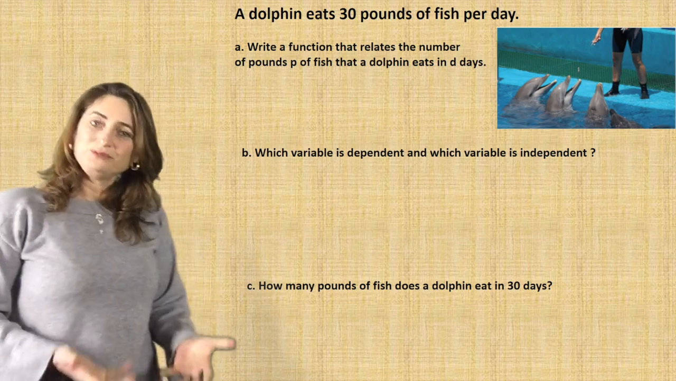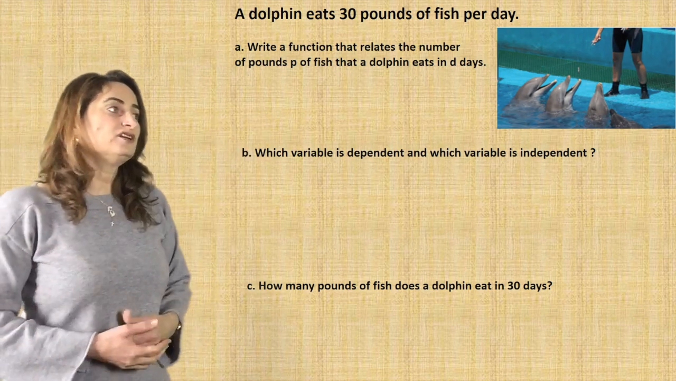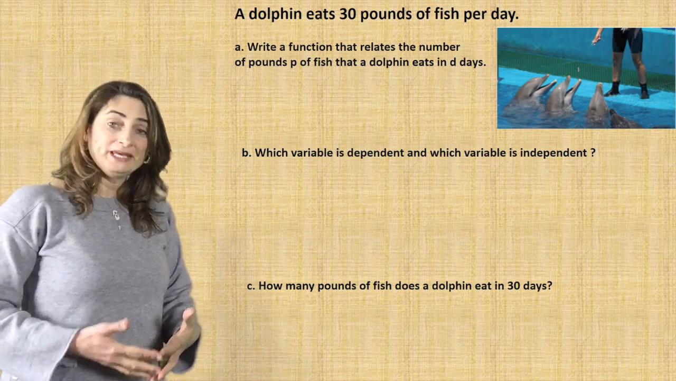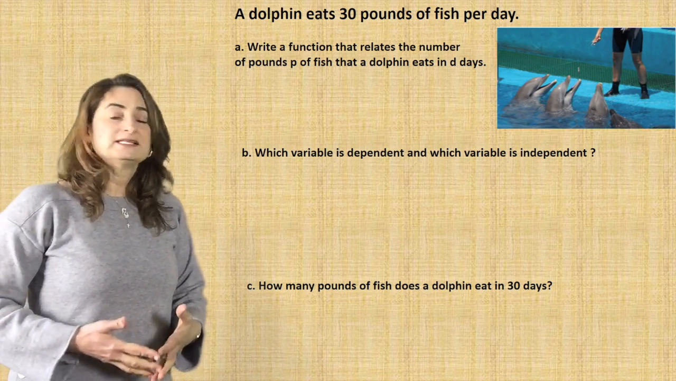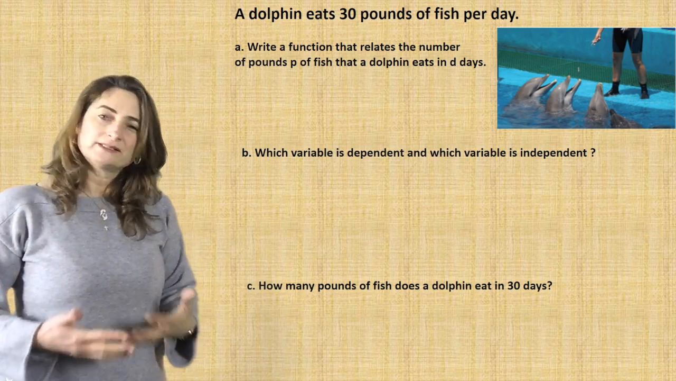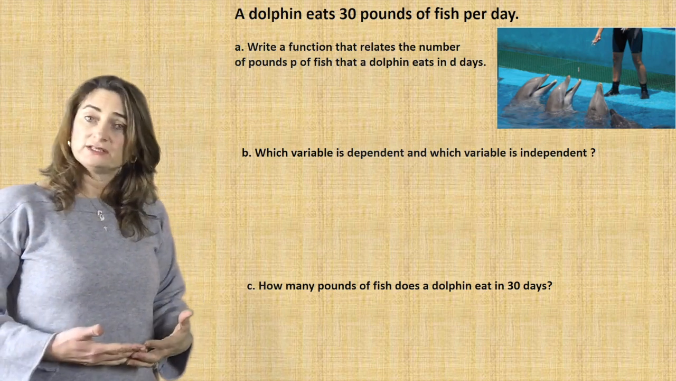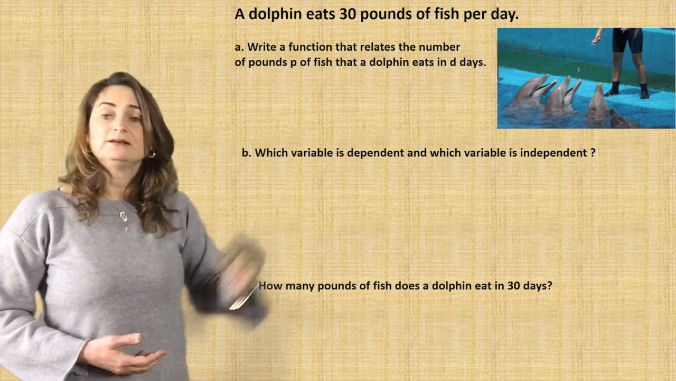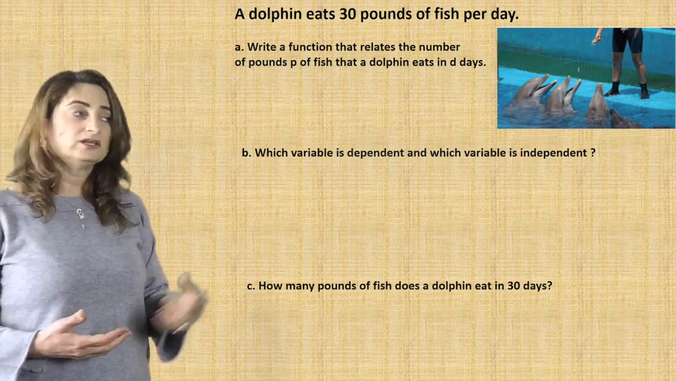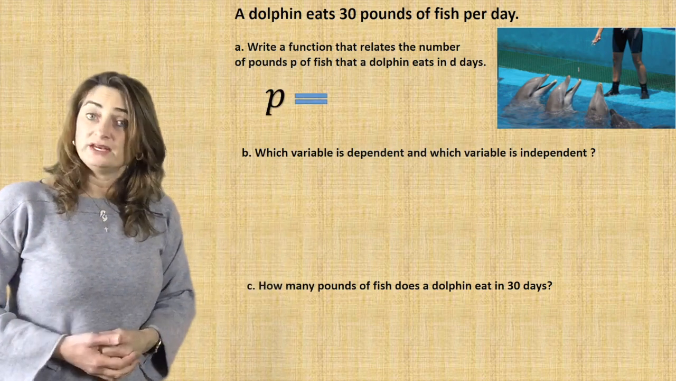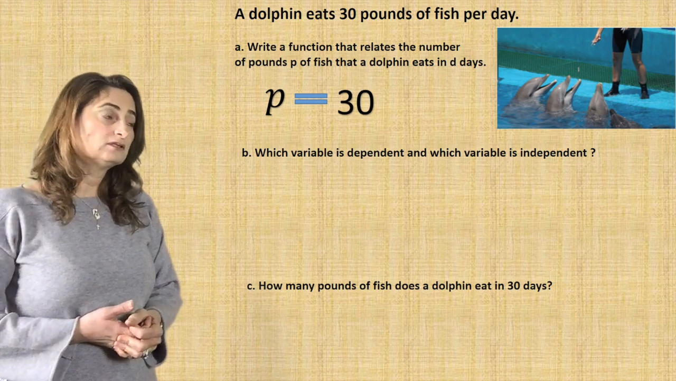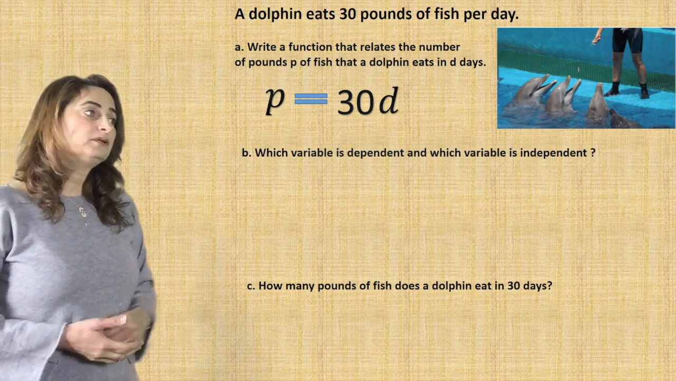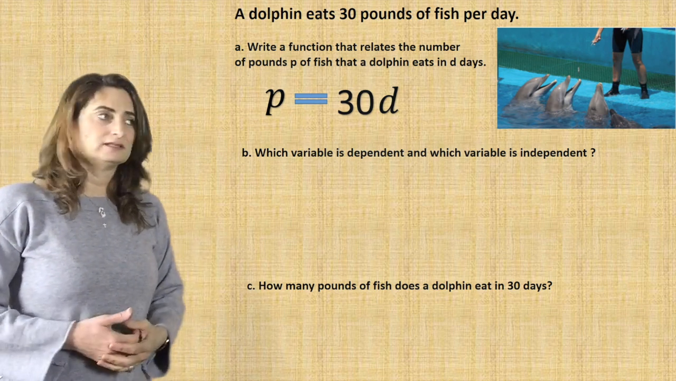Let's solve this word problem, which makes more sense. A dolphin eats 30 pounds of fish per day. Write a function that relates the number of pounds P of fish that a dolphin eats in D days. So we're not using x and y. We are using different letters, but they are still variables. P represents the number of pounds, and D represents the number of days. To write the equation, it's P equals 30, which is the rate of change, 30 pounds per day, times D. Which variable is dependent and which variable is independent?